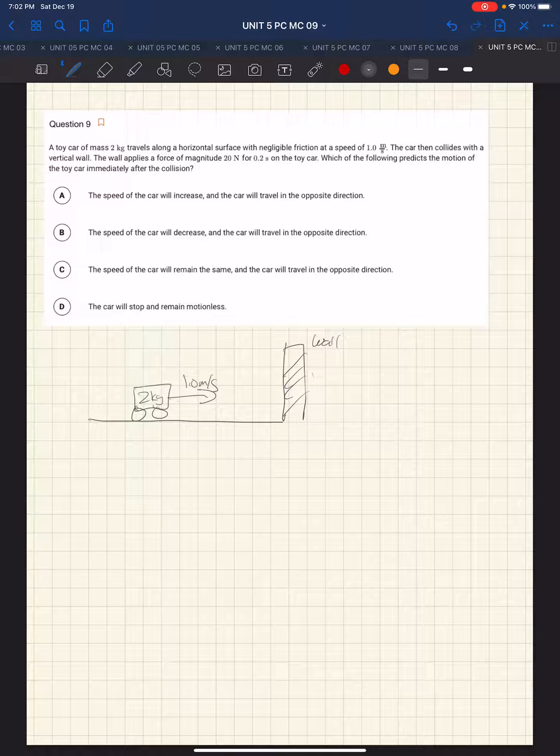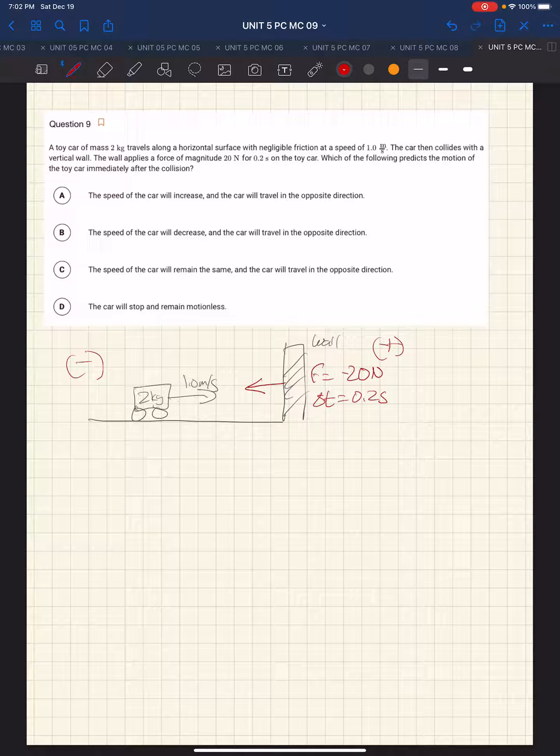The wall applies a force of magnitude 20 newtons. So it's going to apply a force this way. F equals 20 newtons. And since our positive direction is by convention to the right and negative to the left, this force will be minus 20 newtons. And it applies it for a delta t of 0.2 seconds. Which of the following predicts the motion of the car immediately after the collision?